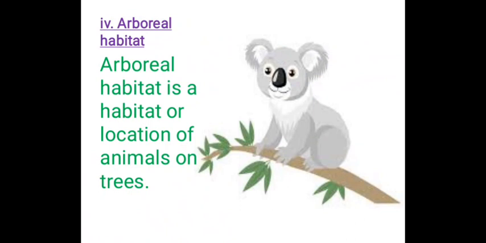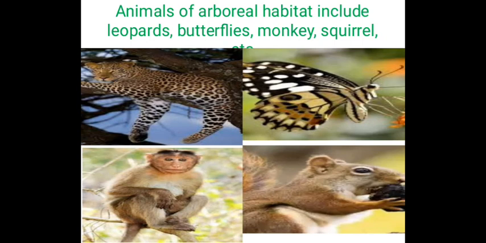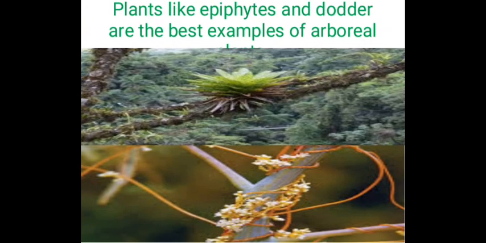The fourth one is arboreal habitat. Arboreal habitat is the habitat or location of animals on trees. Animals of arboreal habitat include leopard, butterflies, monkeys, squirrel, etc. Plants like epiphytes and dodder are the best examples of arboreal plants.